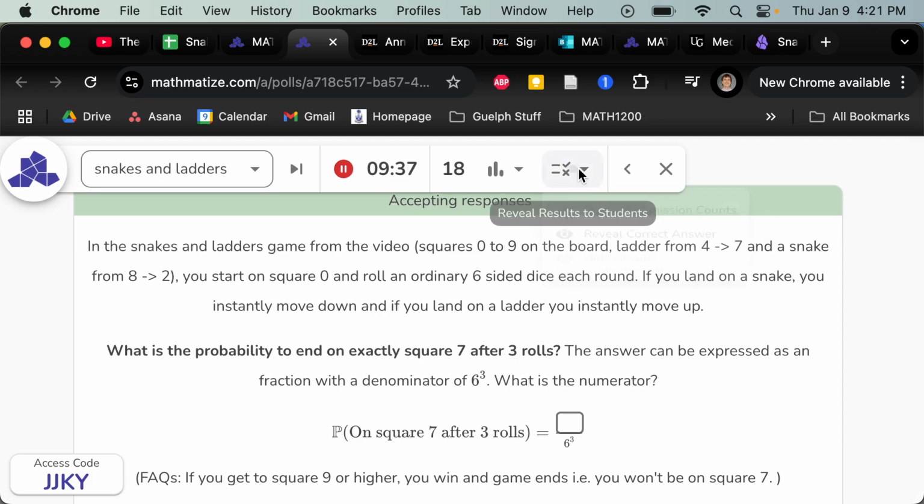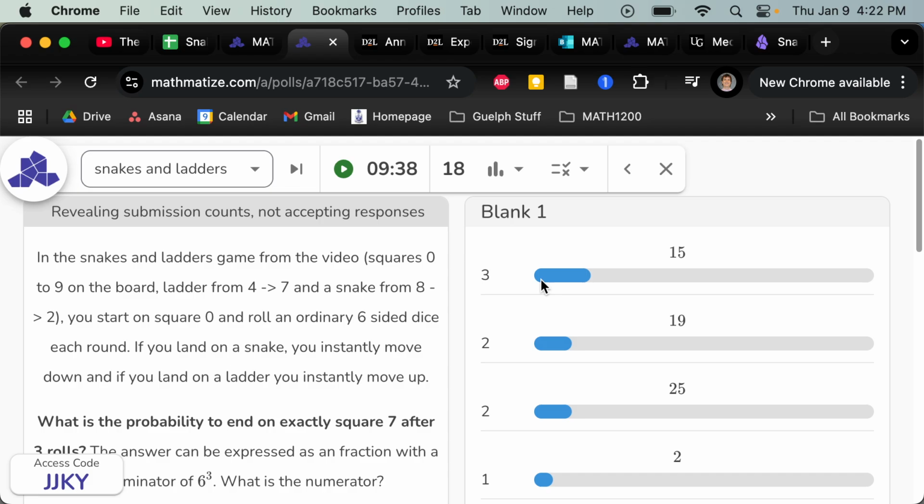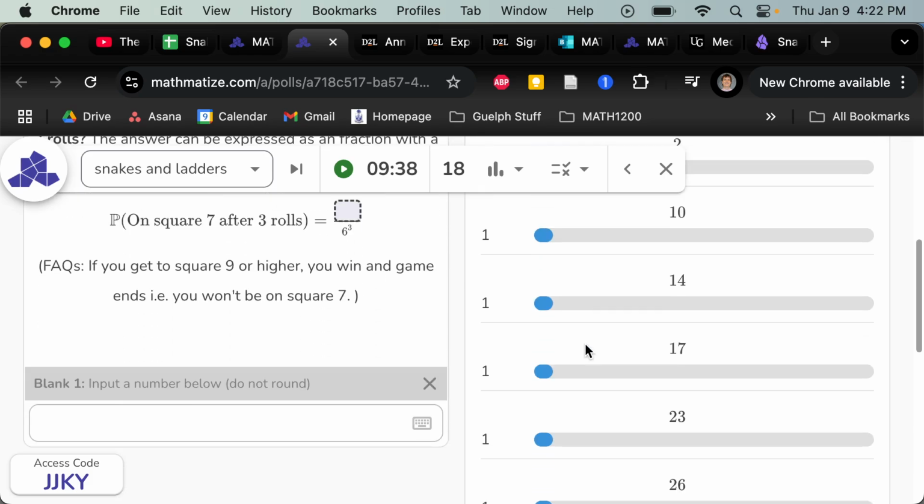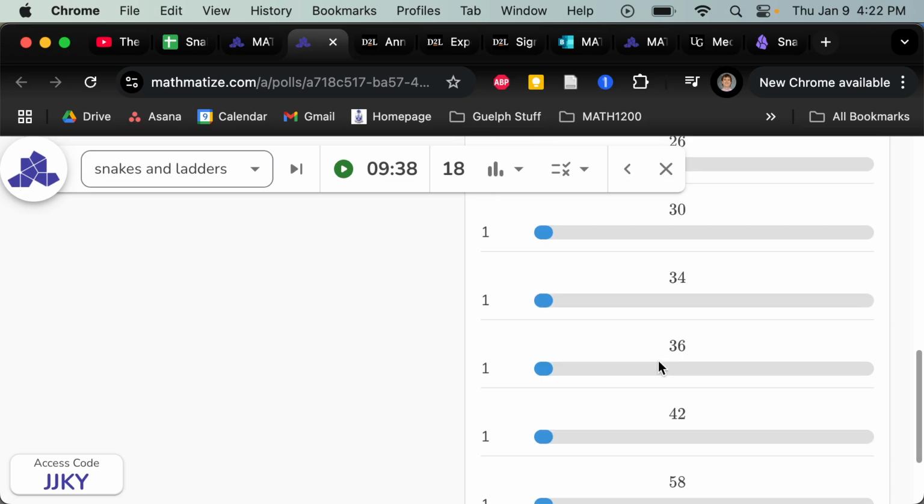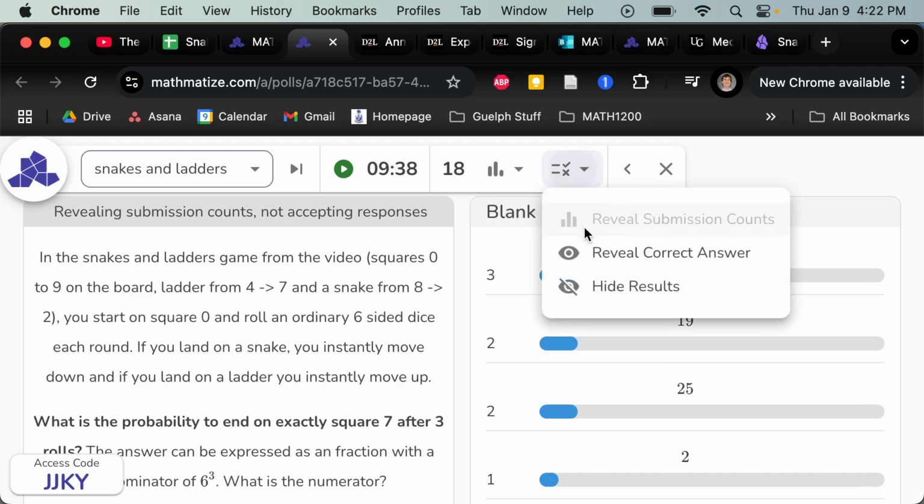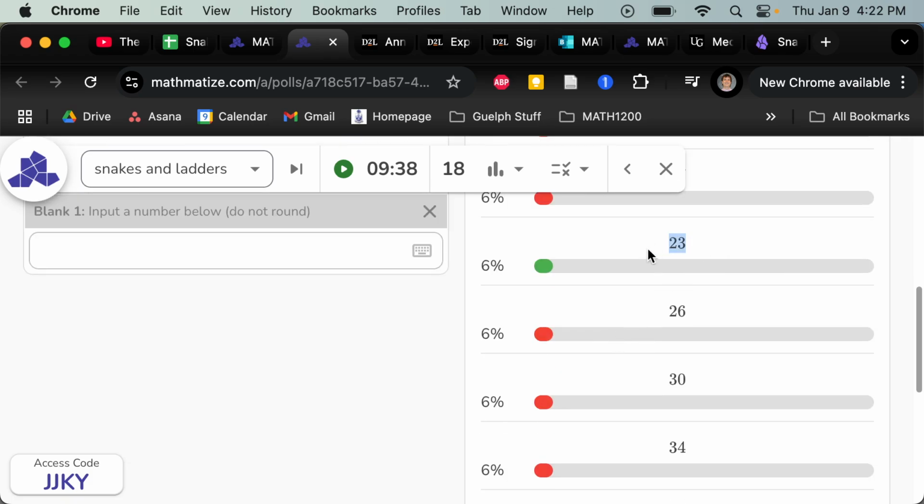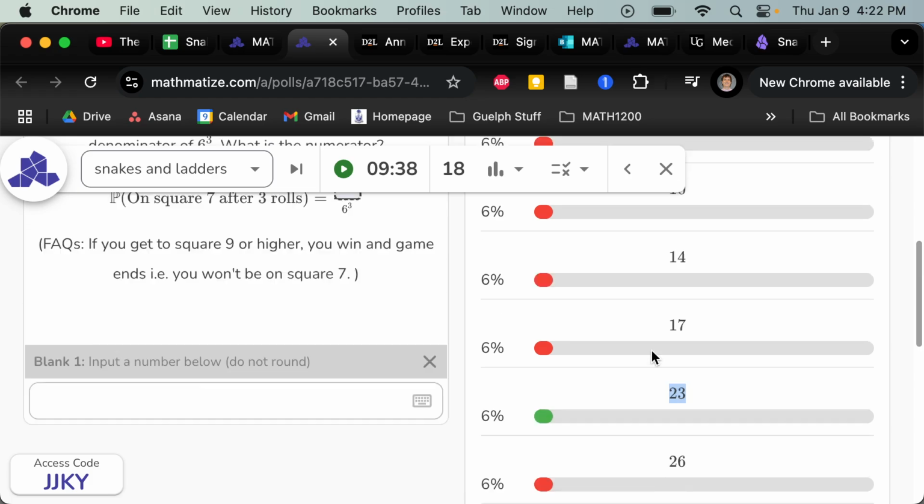And let me see what you guys said. What did people say? Okay. 3 people said 15, most common answer, 19, 25. One person said 2, 10, 14. One person said 23, 26, 30, 34. People are all over the place. I will say, one person got it right. It's 23. So if you said 23, congratulations. Maybe you were just getting lucky.